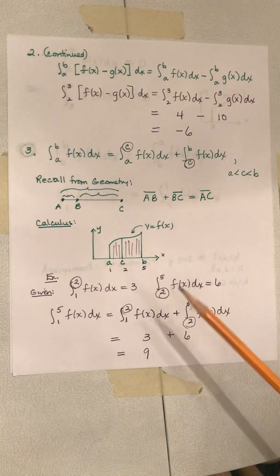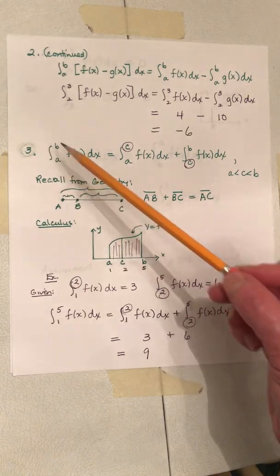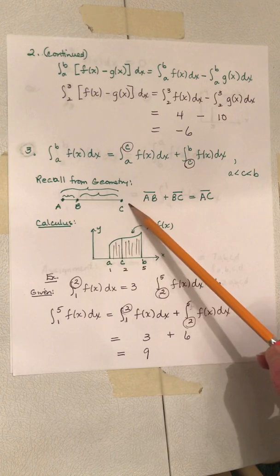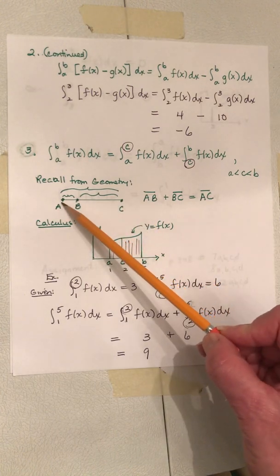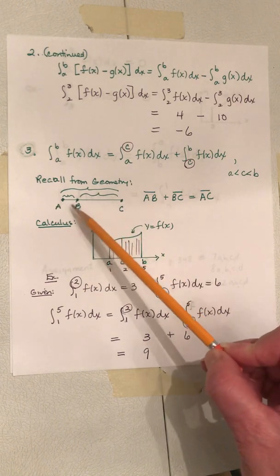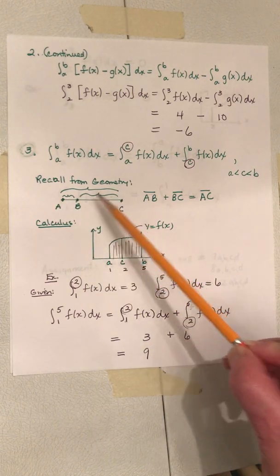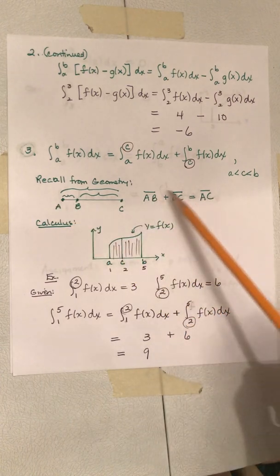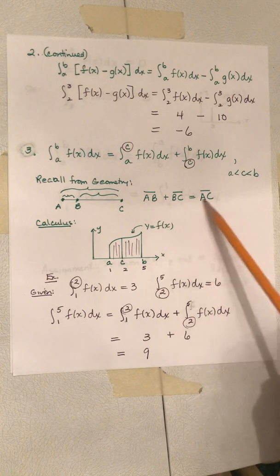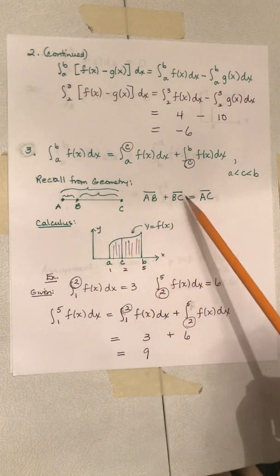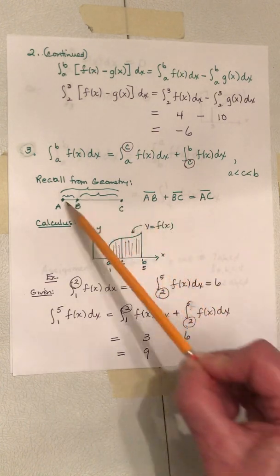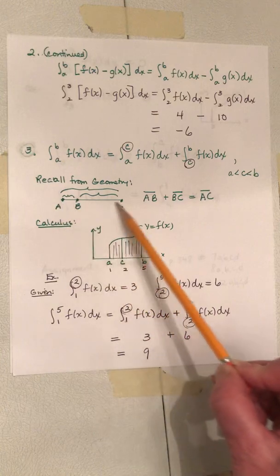All right, number 3. Number 3 reminds us a little bit of geometry. So let's first recall from geometry. We had line segments in geometry, and if B was between A and C, then line segment AB plus line segment BC was equal to line segment AC. We sometimes call that segment addition. We sometimes called it the betweenness property, but AB plus BC equaled AC. And that was when B was between A and C. This segment plus this segment equals the whole segment.